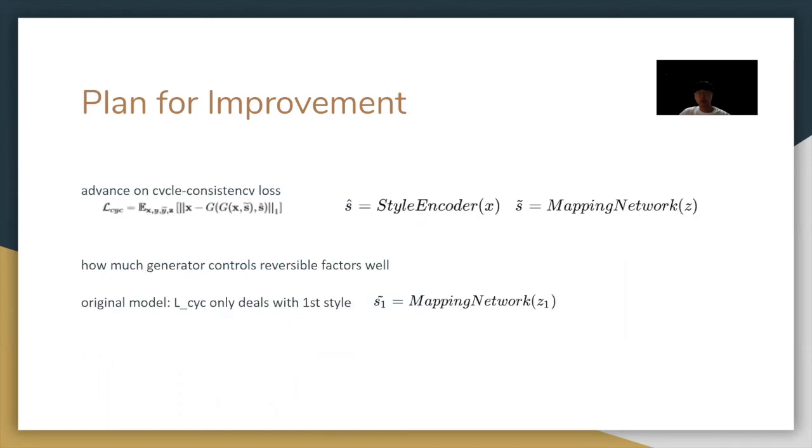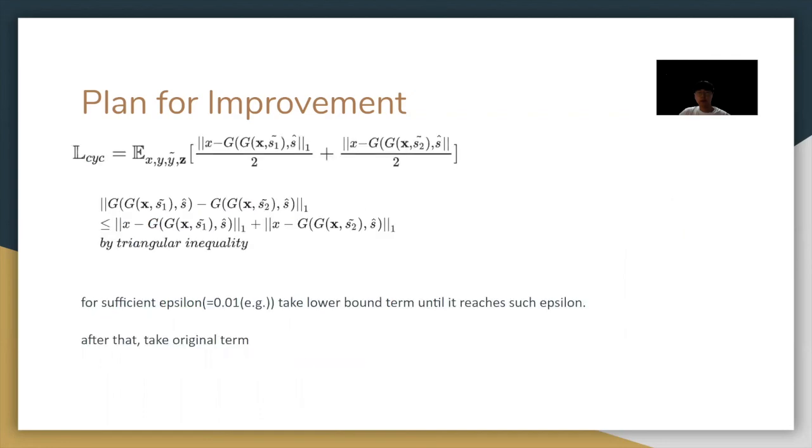Further, we will improve the cycle consistency loss term, since it takes a value only for the first style. We will simply take the mean of the values corresponding to each style. To make training faster, we will set an epsilon boundary so that we can deal with the lower bound term before the value becomes small enough relative to epsilon. After it reaches that, we will deal with the original loss term.